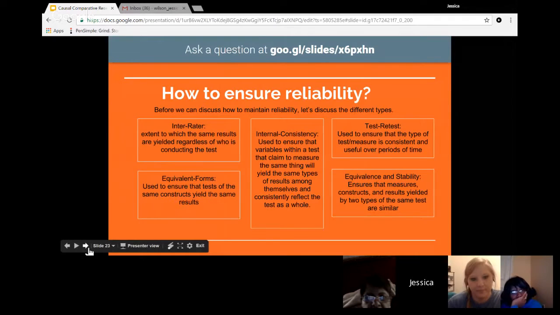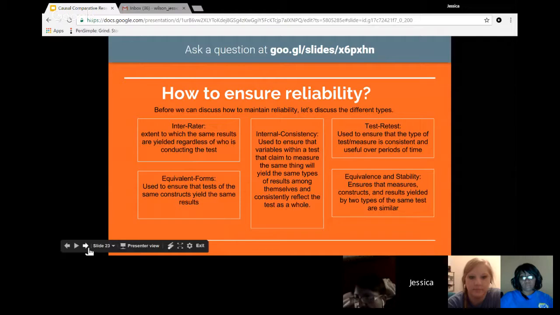So my section was on reliability and validity. Before I got into how to make sure you maintain it, I wanted to list the different types of reliability. The first one is inter-rater reliability, and that's just the extent to which the same results are yielded regardless of who is conducting the test. So that basically means if you have 5 different researchers on one study, you get the exact same results no matter if researcher 1 does it or researcher number 5 does it.